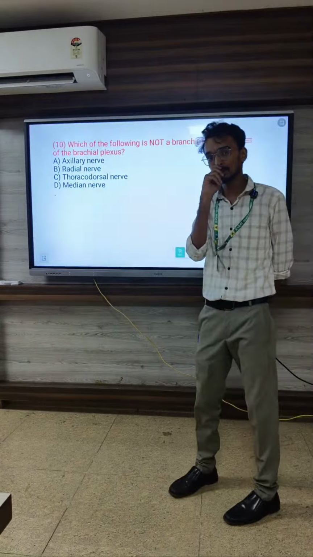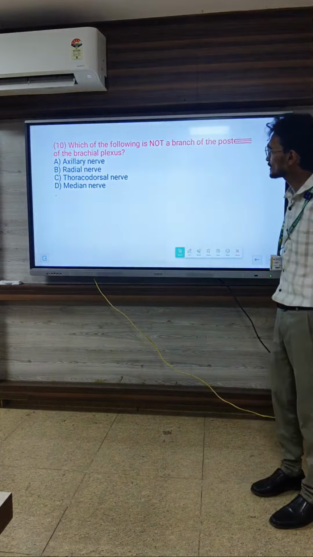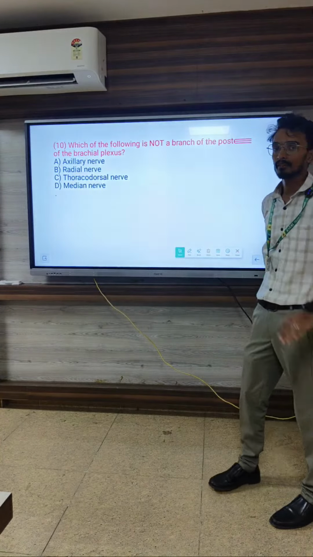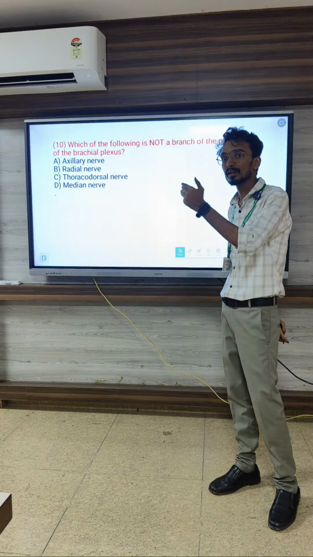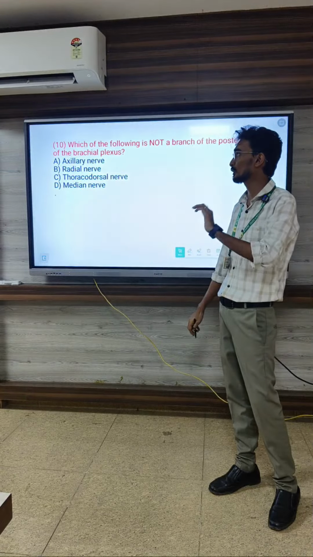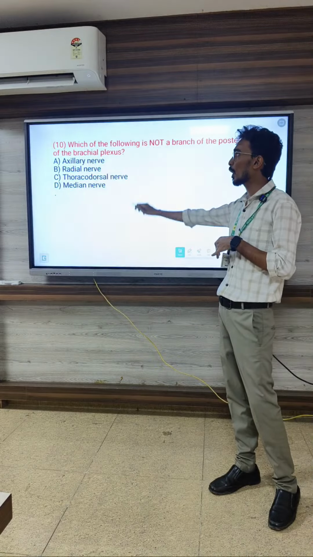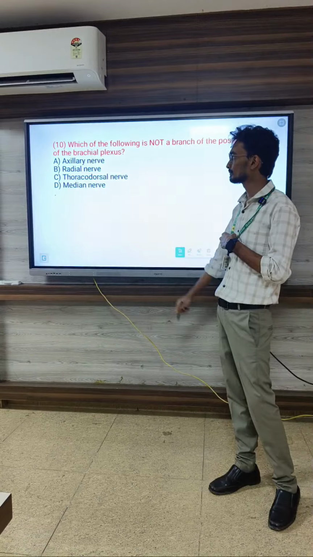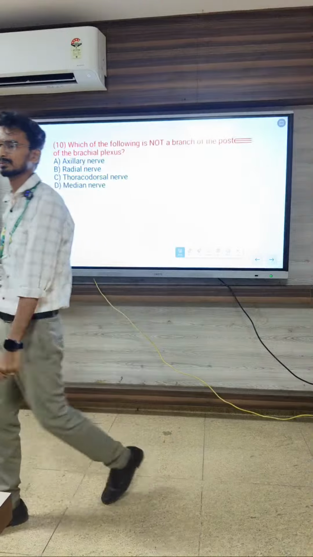Moving to the 10th question of the brachial plexus. Which of the following is not a branch of the posterior cord of the brachial plexus? We have three cords: lateral cord, medial cord, and posterior cord. The last cord is the posterior cord. Which of these is not a branch of the posterior cord? Option A, axillary nerve. Option B, radial nerve. Option C, thoracodorsal nerve. Option D, median nerve. Have a glance, we'll be back.